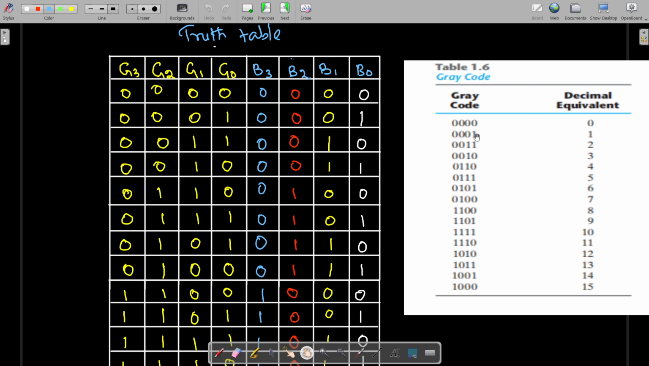Here you see, when you go from 0 to 1, you have one bit change. When you go from 1 to 2, again you have only one bit change. So what is the meaning of that one bit change? Here you have the initial value 0000 for the decimal equivalent of 0. Then for 1 you have the value 0001. So here you have the one bit change at the LSB alone.